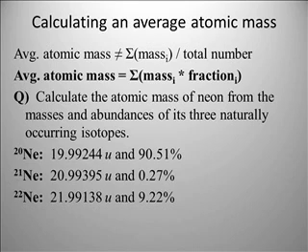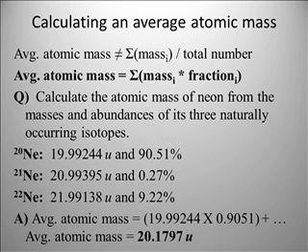Did you do it right? In this case, we can see that the average atomic mass is 20.1797 atomic mass units. This is the same you'd find on the periodic table. For each of the three isotopes, you would take the mass that's given, for example, 19.99244, multiplied by the decimal equivalent of its abundance, and then you would add that to the same thing for the other two isotopes.